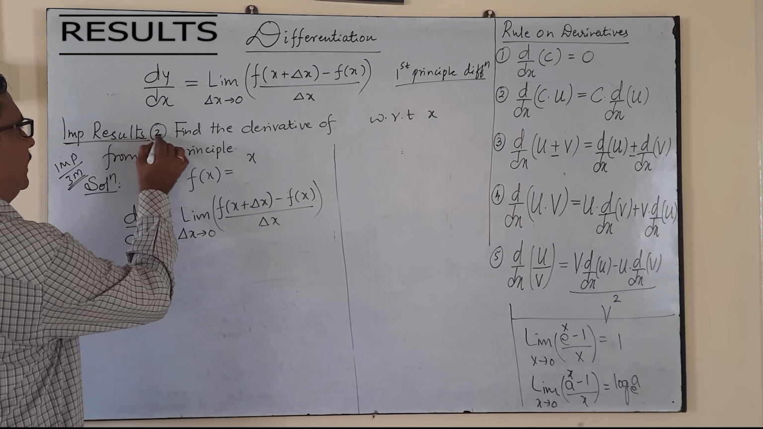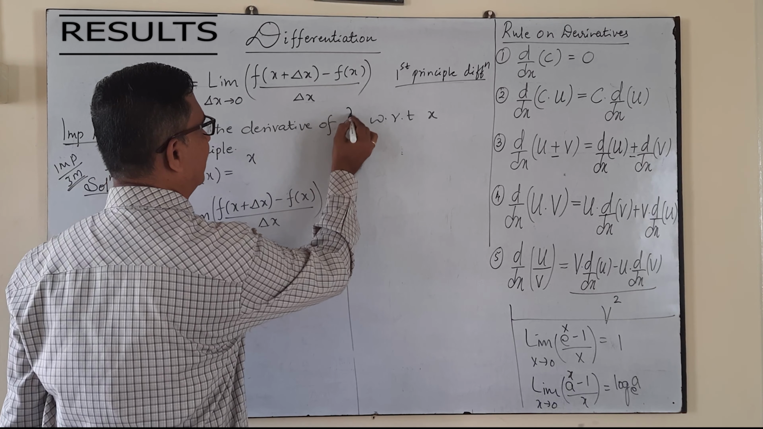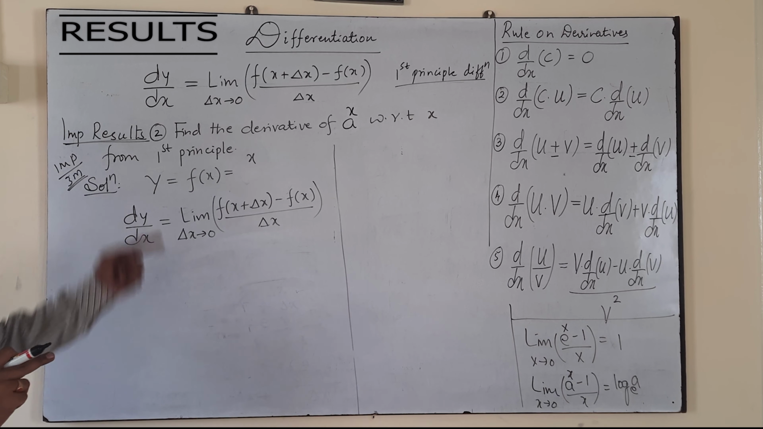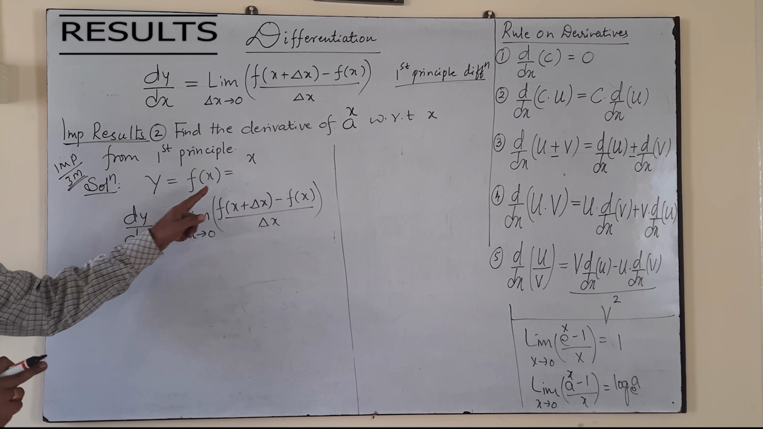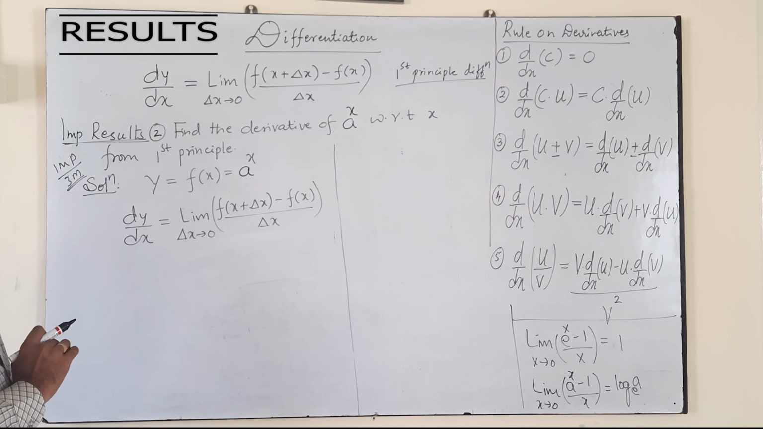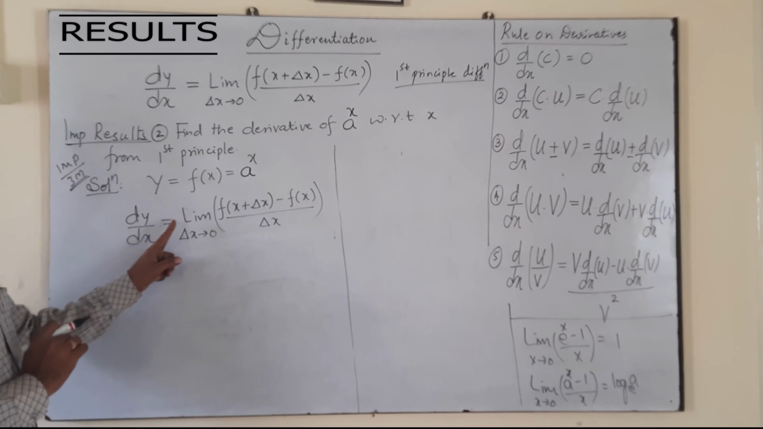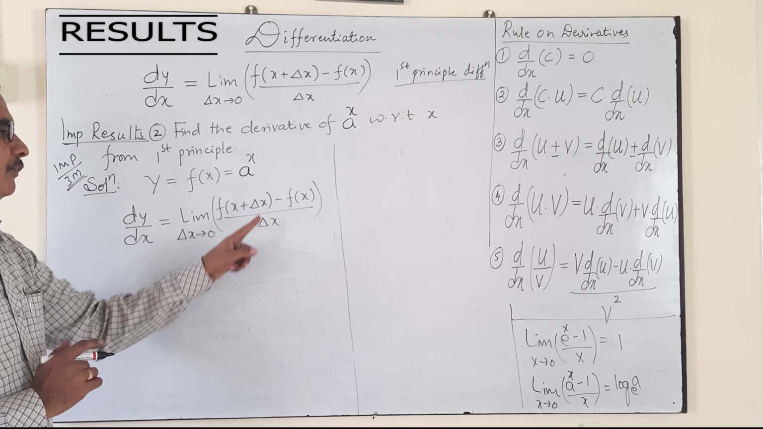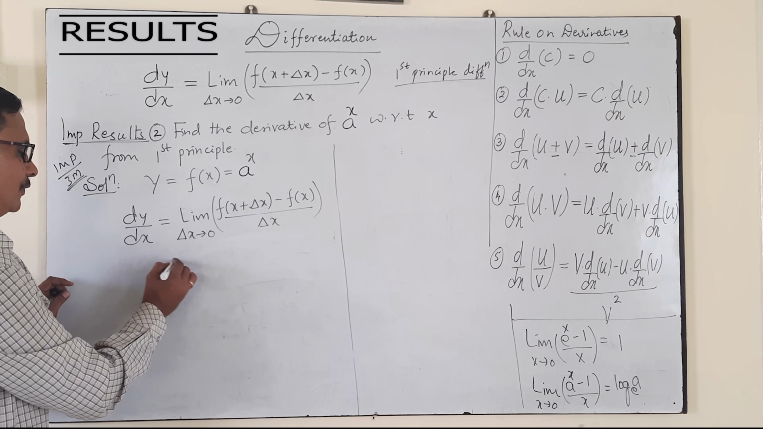Second important result. Find the derivative of a power x with respect to x from first principle. Same type. How to solve? Let y be a function of x, f of x. F of x value is a power x. Now the definition of differentiation formula, remember: dy by dx is equal to limit of f of x plus delta x minus f of x divided by delta x as delta x tends to 0.